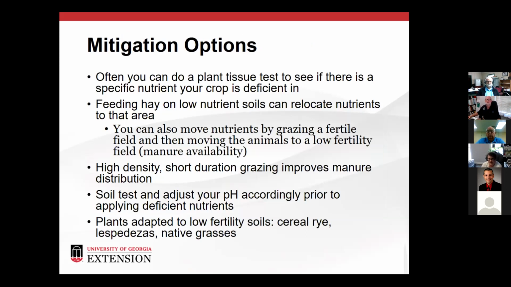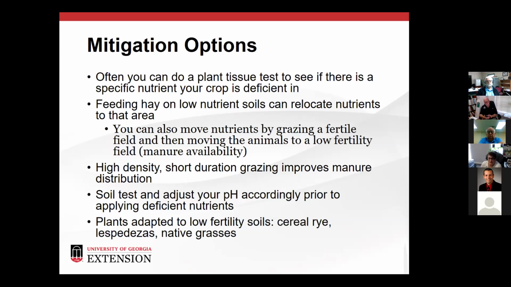If you're feeding hay on low nutrient soils, this can relocate nutrients to that area just by virtue of having the cows grouped around the hay ring. They're literally returning nutrients to the soil out one end as the hay is going in the front.